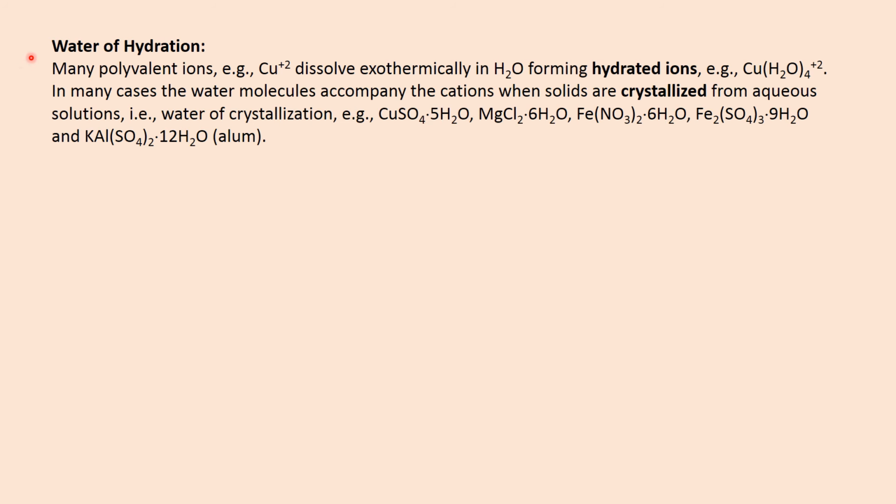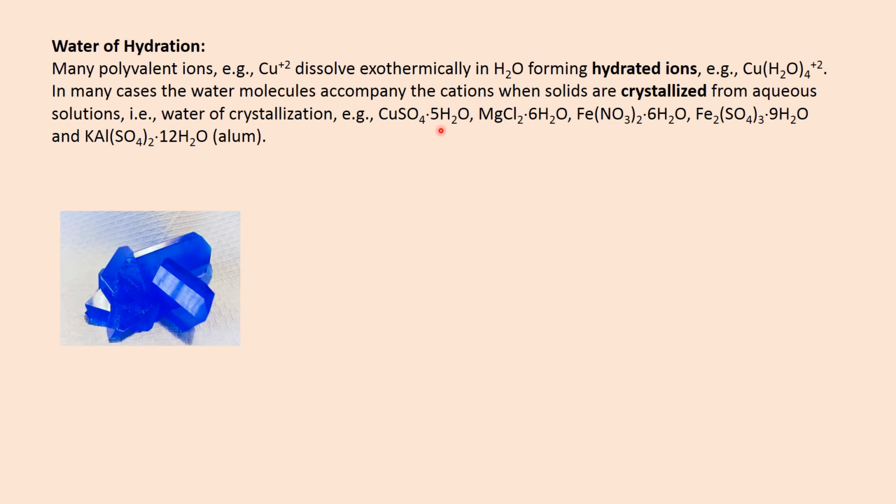Water of hydration. Many polyvalent ions, such as copper-2, will dissolve exothermically in water, forming what are called hydrated ions. This one is named tetraaqua copper-2 ion. In many cases, the water molecules of hydration are strongly held, and they will accompany the cations right out of solution when the solids are crystallized. And so we wind up with these hydrated compounds, copper-2 sulfate pentahydrate. Here's a picture of it here, a beautiful blue crystal.